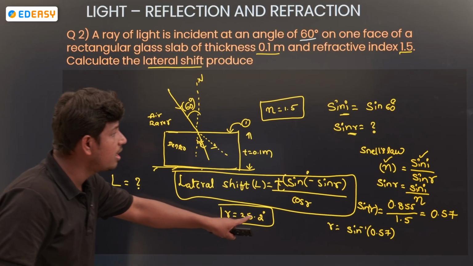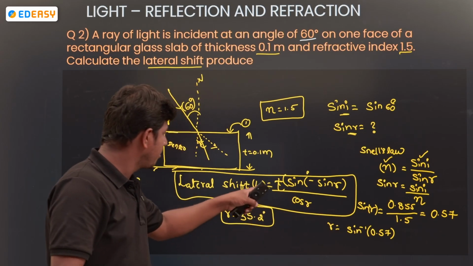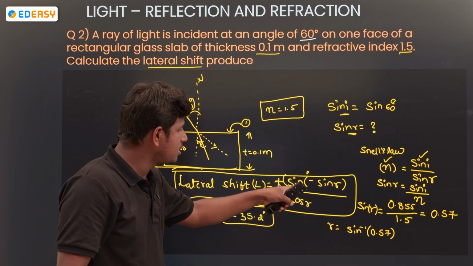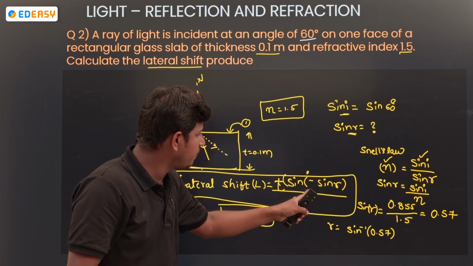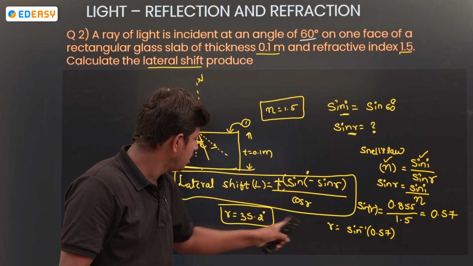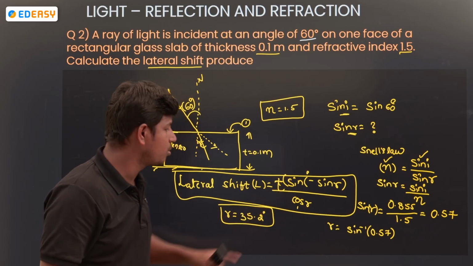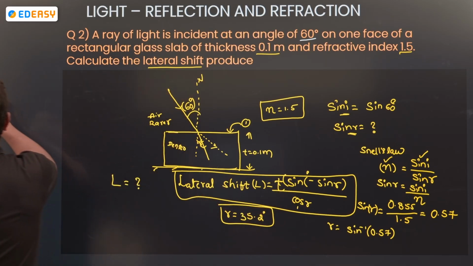35.2 degrees. So we know all the values, right? By using the lateral shift formula, T we know 0.1, sin I 0.85 minus sin R 35.2, cos R also 35.2 only. So substitute all the values.